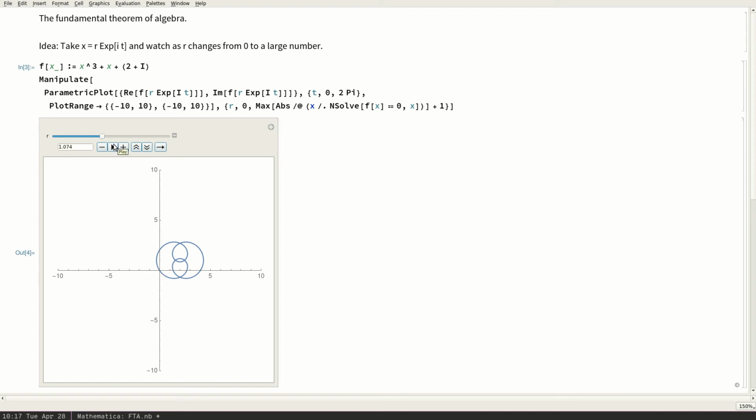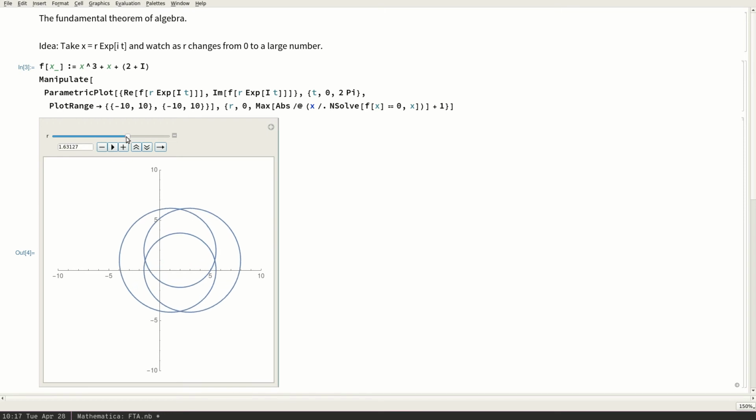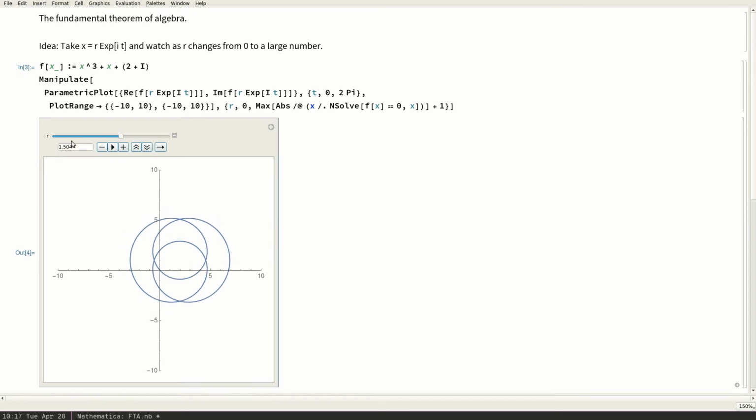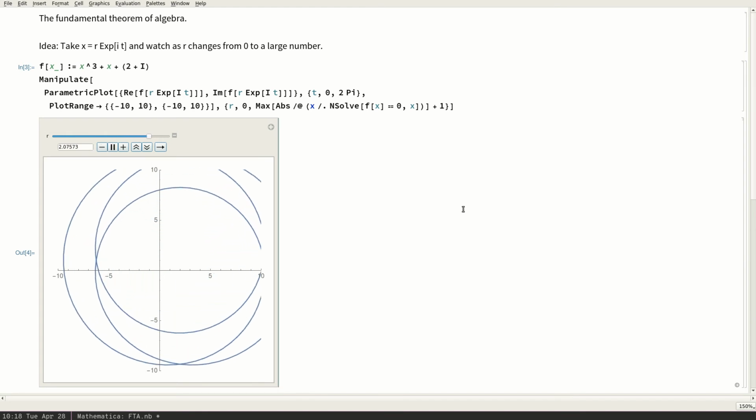If I continue playing the video, you can see that there are 2 other roots of the polynomial as well. One about here at 1.388, and one about here at 1.504. But I indeed have at least one root of the polynomial.